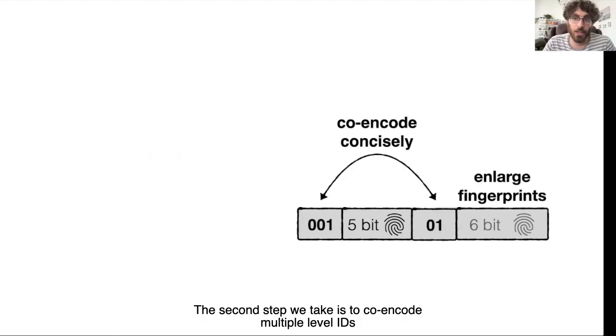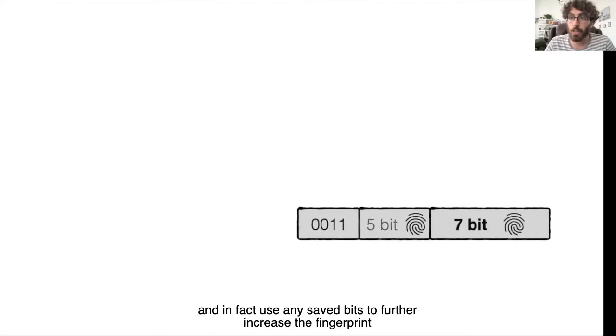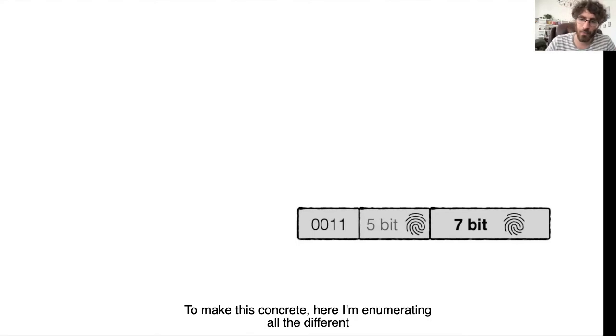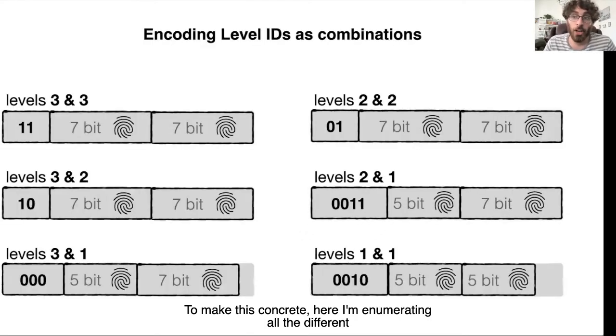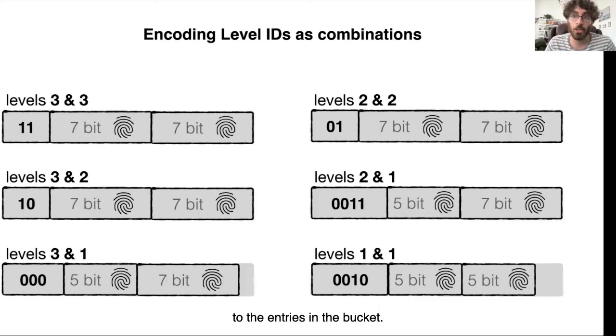A second step we take is to co-encode multiple level IDs within a bucket as a single code at the beginning of the bucket. In the paper, we showed that by co-encoding multiple level IDs as one, we can achieve a more concise encoding, and in fact use any saved bits to further increase the fingerprint size in some of the levels. To make this concrete, here I'm enumerating all the different level ID combinations that can coincide for two entries within a bucket for an LSM tree with 3 levels. We see that there is a unique code that identifies the given combination at the start of the bucket, followed by the fingerprints corresponding to the entries in the bucket.